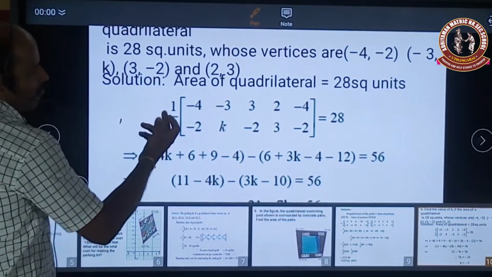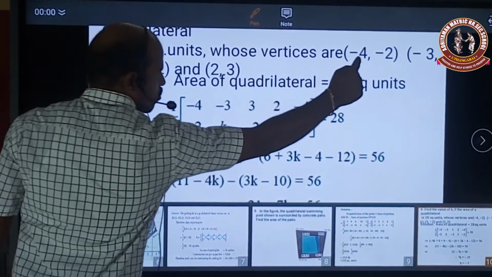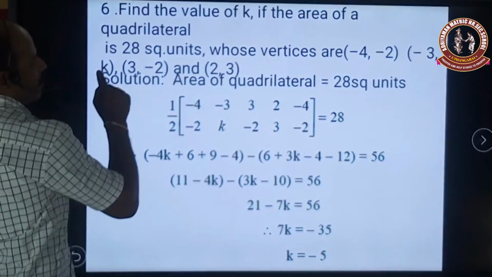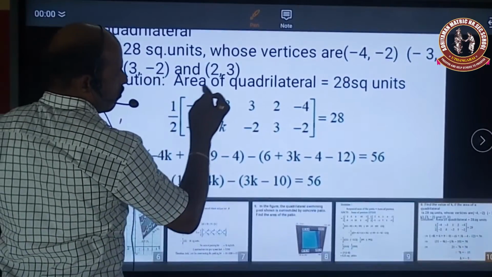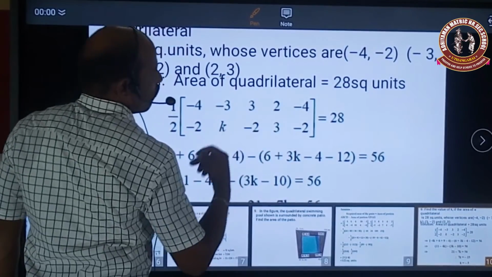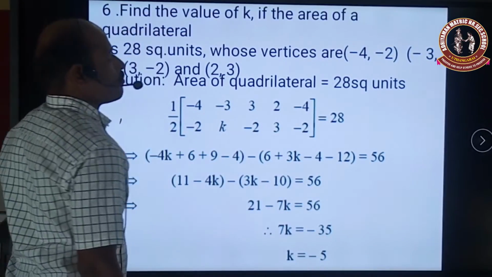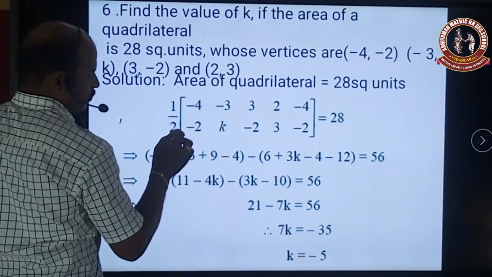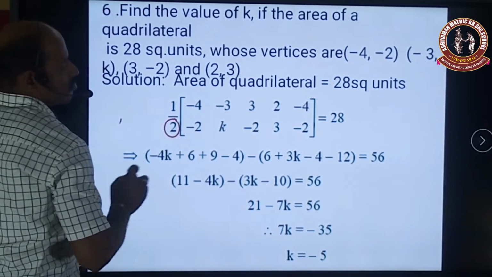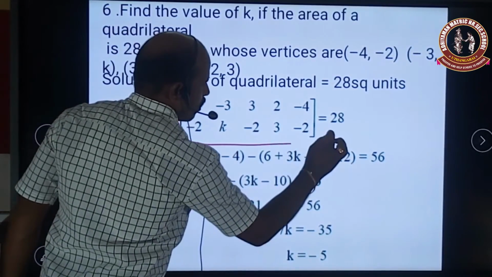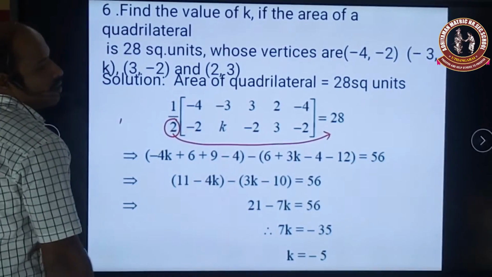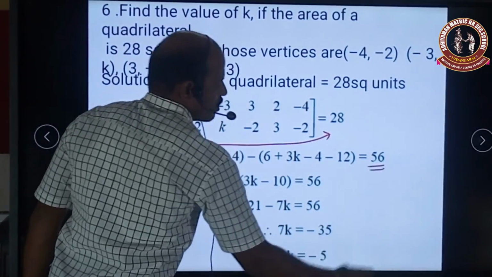Okay, apply the formula. Half into first point x1, y1, second point x2, y2, third point x3, y3, fourth point x4, y4, again first point x1, y1. That is equal to 1 by 2 take right side. 1 by 2 into 38. 2 into 38 equal to 56.